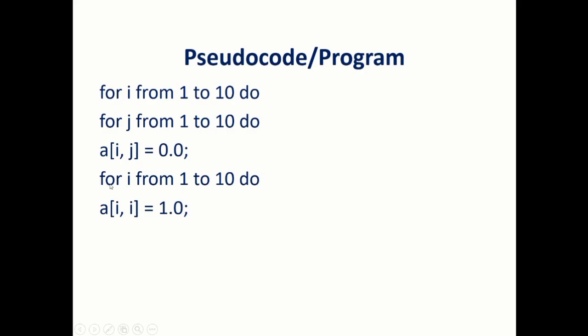The next for loop has I starting from 1 to 10, and the condition is I less than or equal to 10. If the condition is true, the statement A of I comma I equal to 1.0 is executed. Using the pseudocode, we will write the 3 address code or intermediate code. After that, we will draw the basic blocks and flow graph.